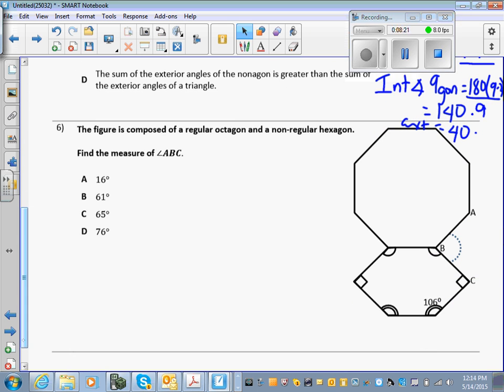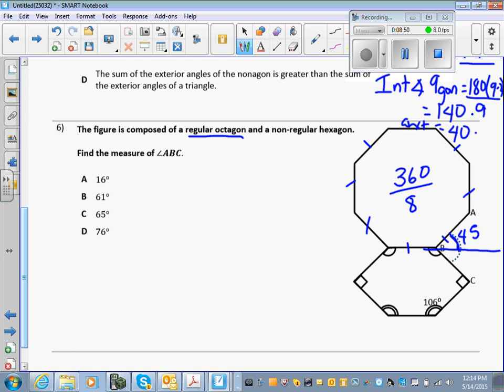All right, this one is a bit difficult because we're so used to doing 360 divided by the number of sides, but I can only do that if it's a regular polygon. So the octagon is regular, which means all sides are equal. To find the exterior angle of the octagon, which is this piece, I can just do 360 divided by 8, which gives me 45 degrees.